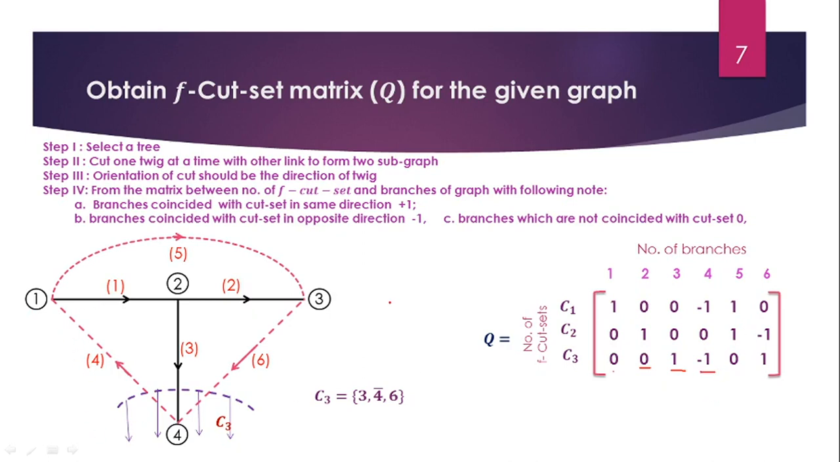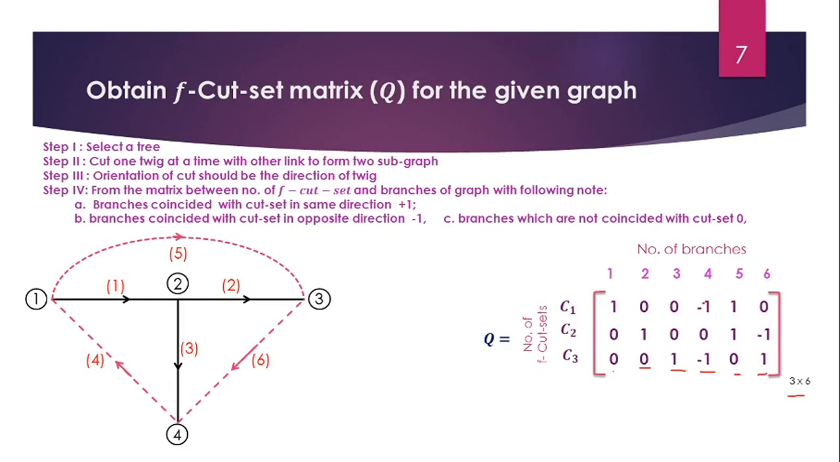Branch 5 is not going to cut, and for branch 6 we find both are going in the same direction, that means the direction of the cut and branch 6 are the same, so it is 1. So we find here the size of the matrix is 3 by 6. Why? Because the number of possible F cut sets is 3, as the number of twigs is the number of cut sets, because one twig will cut at a time. So only 3 cuts are possible, which is nothing but the F cut set matrix having size 3 by 6, which is less than the size of the cut set matrix.